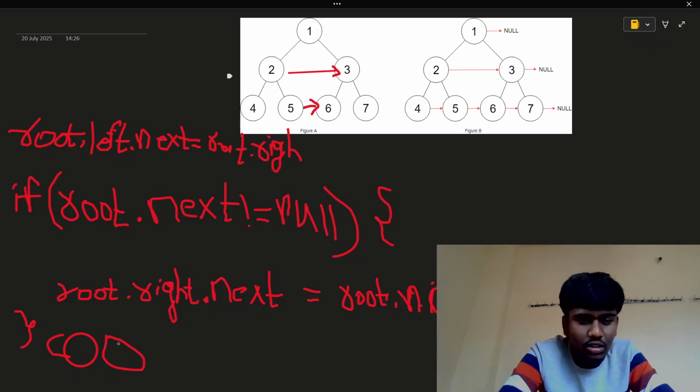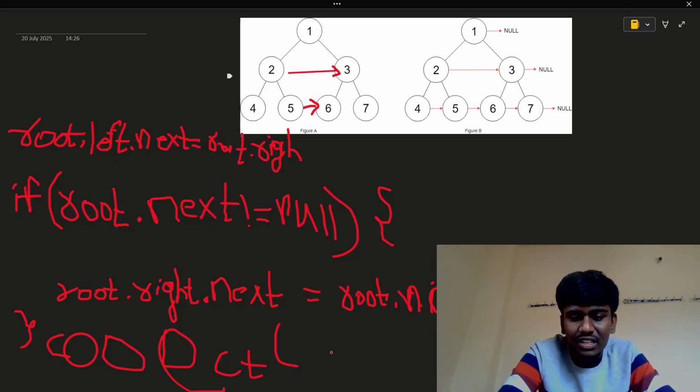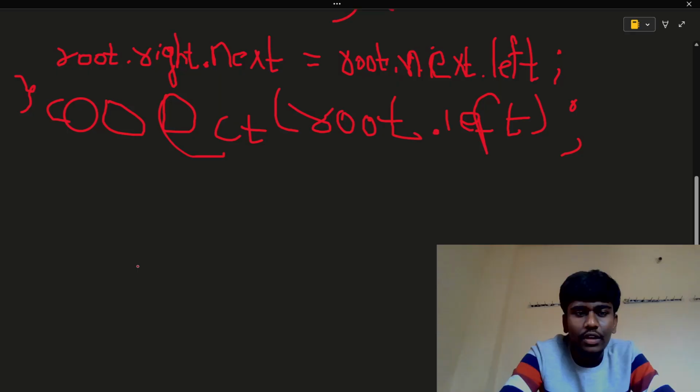Connect. We need to pass the pointers. There's nothing but root dot left. And then in the next call, we need to do root dot right. Root dot left, and you again need to call one more time. There you're gonna do the same thing, but root dot right.